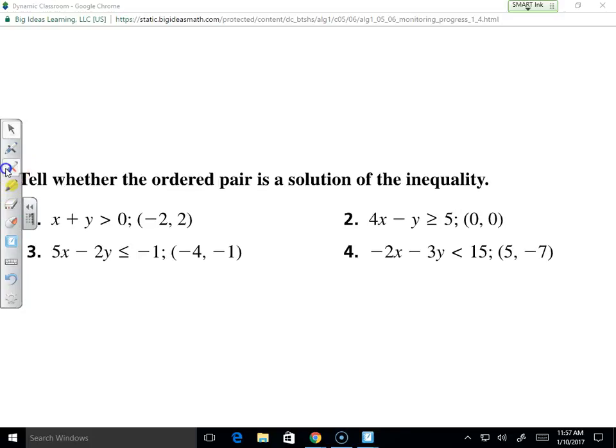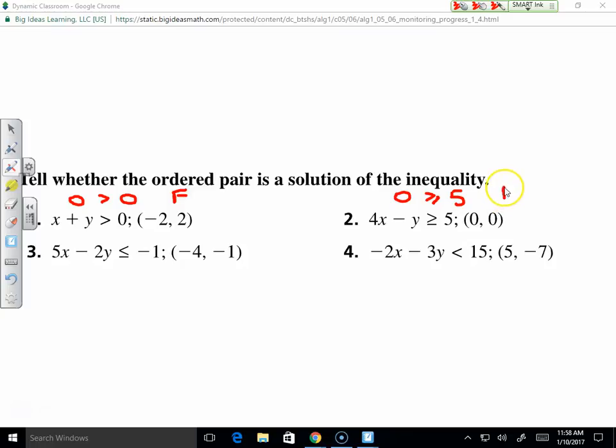Let me show what happened. You plug in and you should have gotten 0, right? The question is: is 0 greater than 0? And the answer is no, because there's no "or equal to." Good. Another person. Jay, let's do number 2. Number 2, you plug in 0, 0 times 4, 0 minus 0 is not greater than 5. So this one was false, because it's not "or equal to."